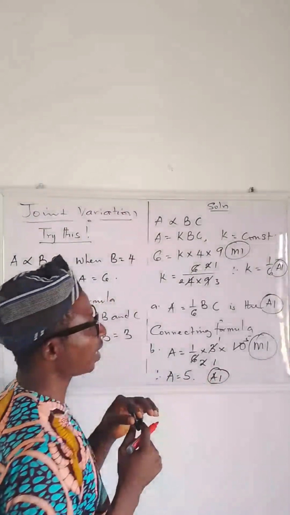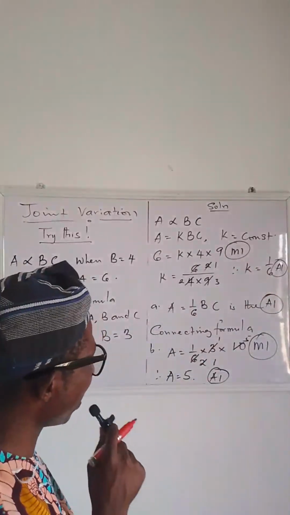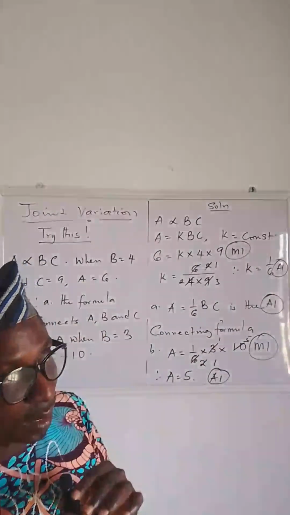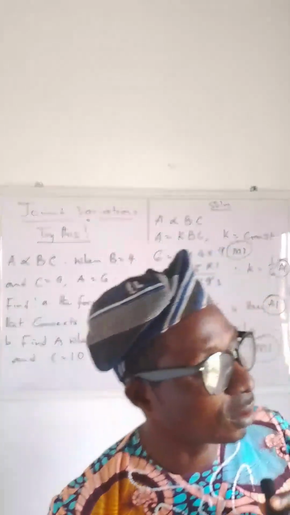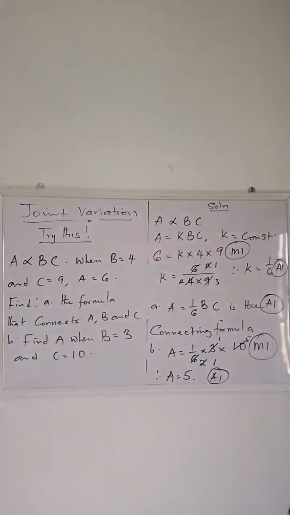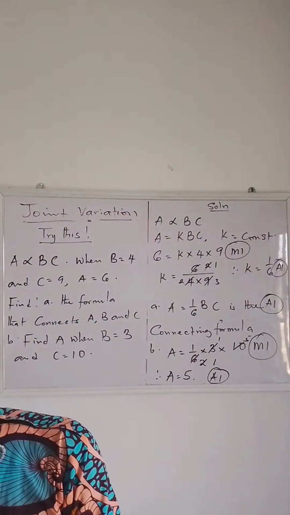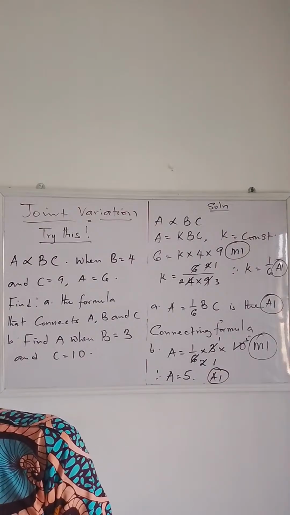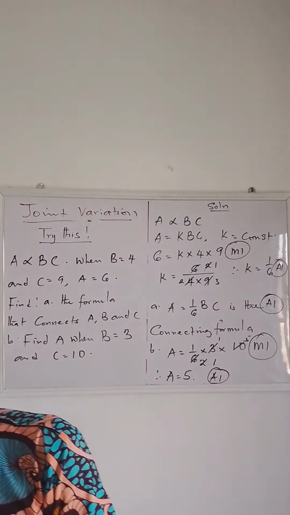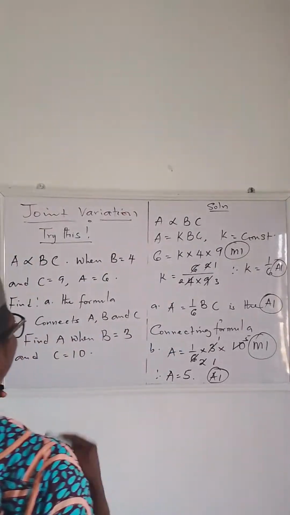So the total marks here is 1, 2, 3, 4, 5. So we have 5 marks all together. So that means you guys have scored all marks. So you've scored 5 over 5. Now, let us move down to another type of problems under joint variation, which I call further problems.